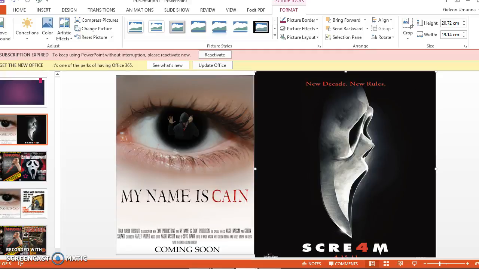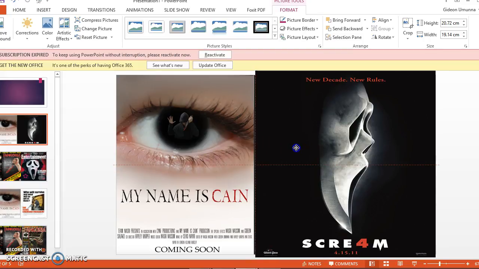I am now going to compare my promotional package to two other film promotional packages. Here we're going to start off with the film poster. I'm going to compare my film poster to, as you can see on the right, Scream's film poster.